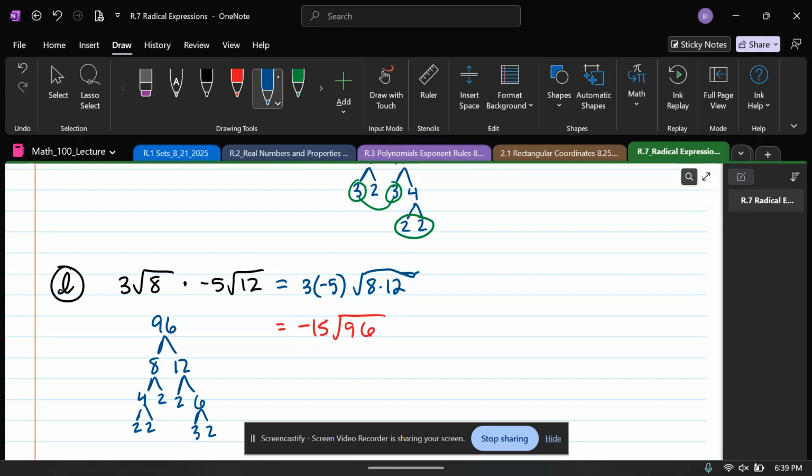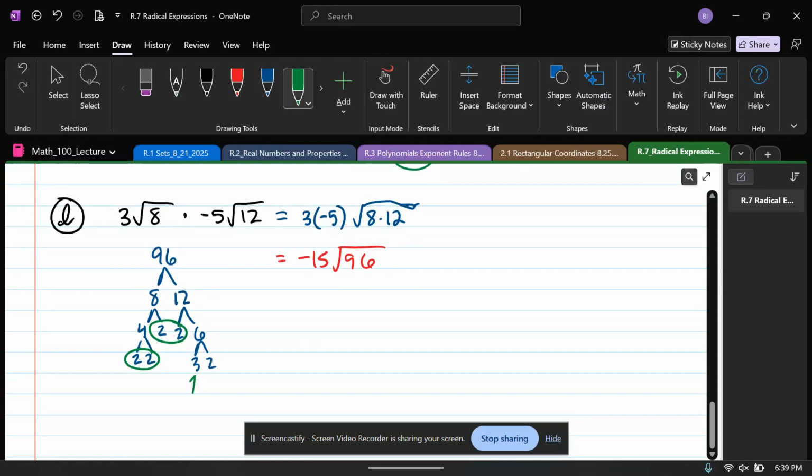So I'm looking for sets of 2. I got a set of 2s there. I got a set of 2s there. But then I got this 3 and this 2 that don't have a buddy. So on the outside, I got the negative 15 that was already there. And then what else do I have? Not a 3 and a 2 on the outside. I have a 2 on the outside, and then another 2 on the outside. On the inside, I've got the 3 times 2.